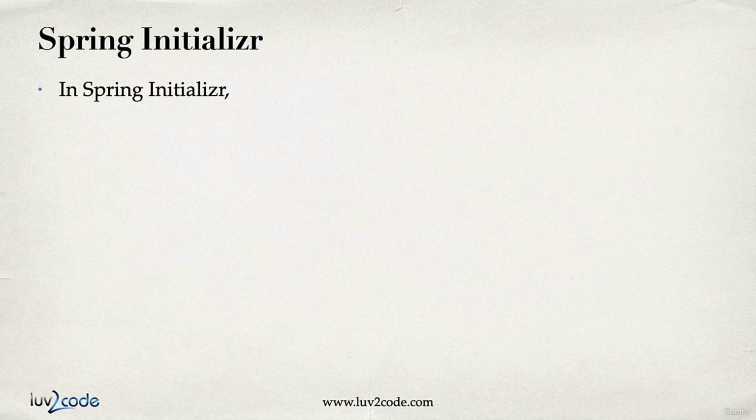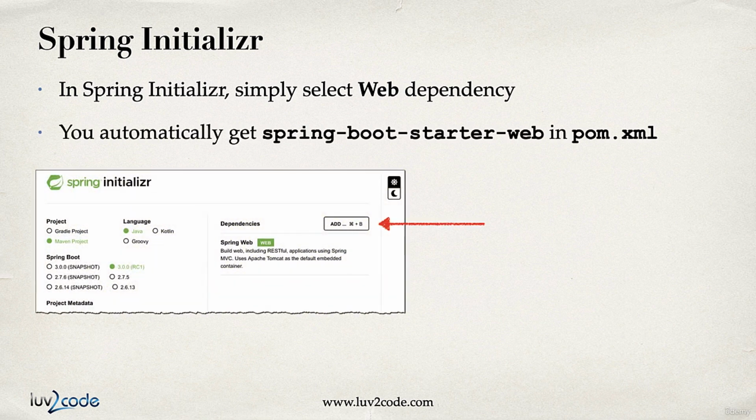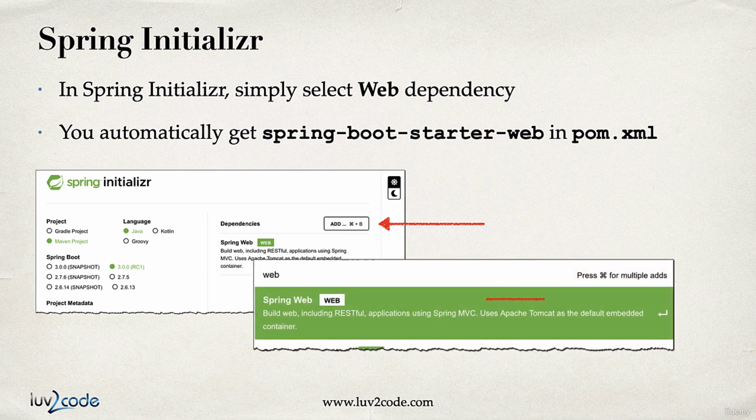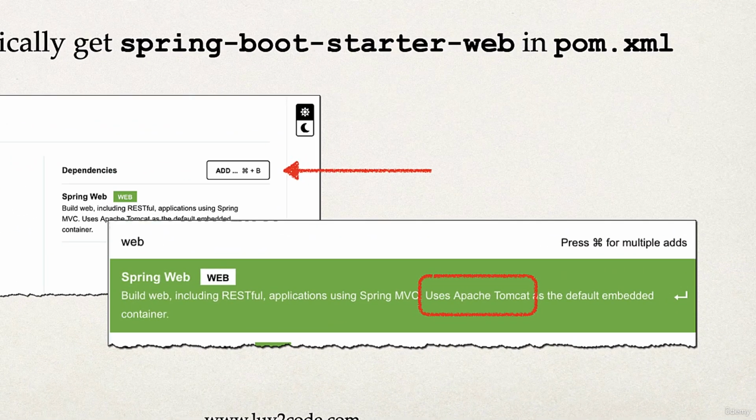In Spring Initializr, in order to get access to this, you simply select the Web dependency, and you'll automatically get the Spring Boot Starter Web in your pom.xml file. So here's our Initializr website, and let me zoom in a bit. Once you select Web from the list, these are the actual Spring Boot starters that they'll add for you. And this Web starter will basically give you support for Tomcat and Spring MVC.